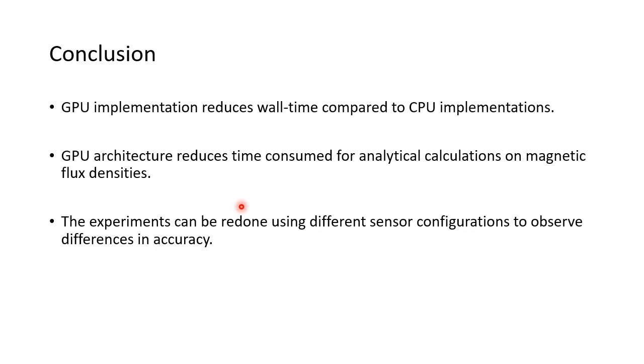So to solve this, the GPU architecture can be easily used, provided that the mathematical expressions for vector potential and magnetic flux densities are correct. And then the GPU architecture can automatically calculate the values in real time. And these experiments can be redone using different sensor configurations.